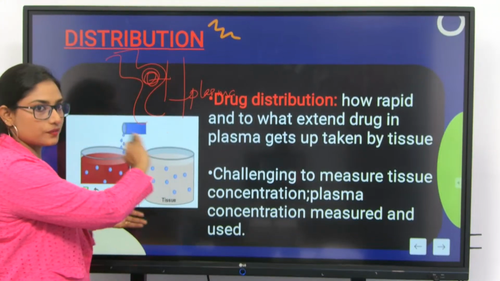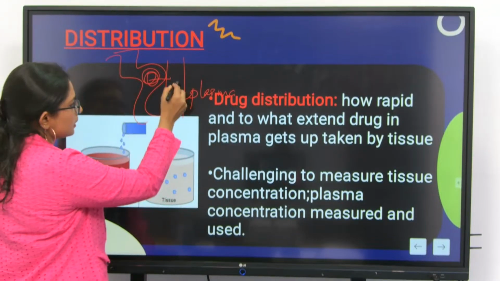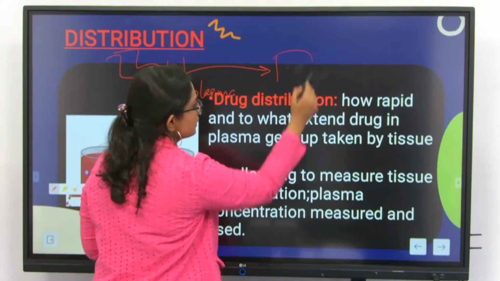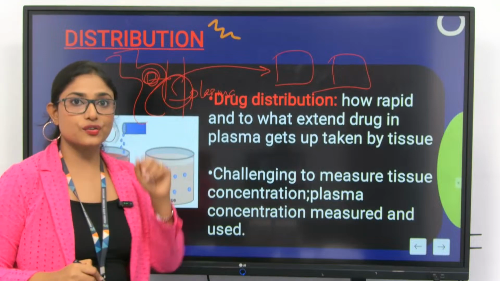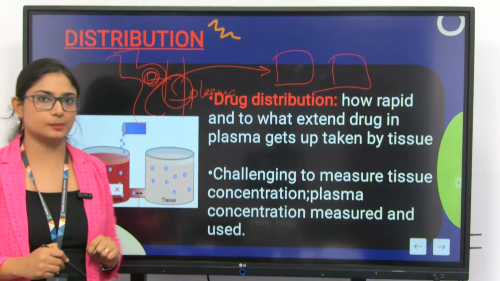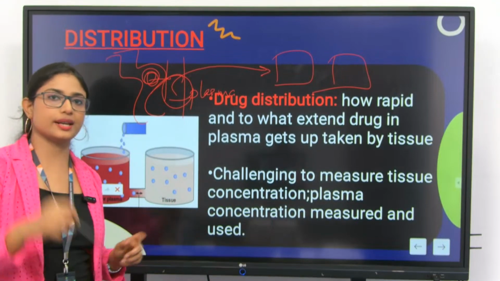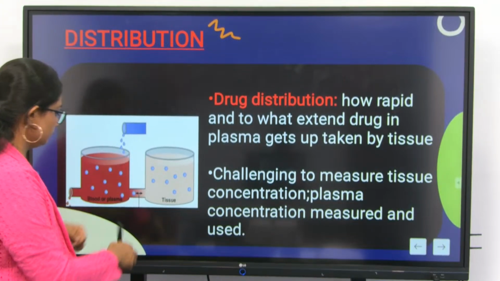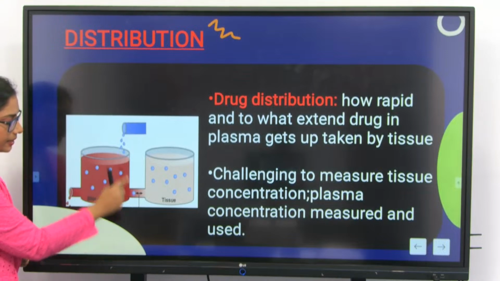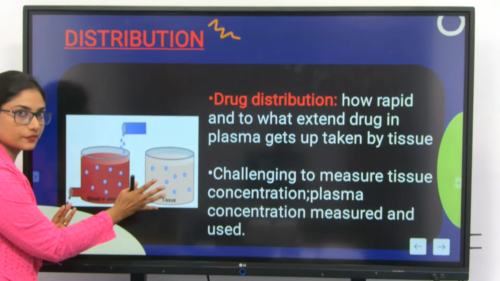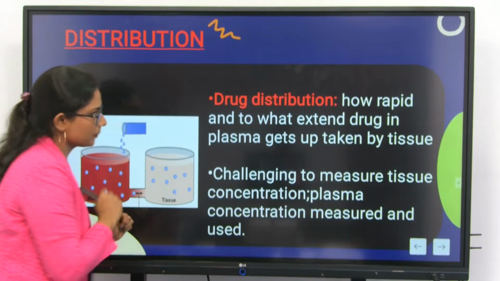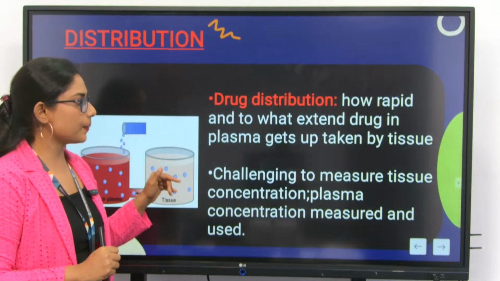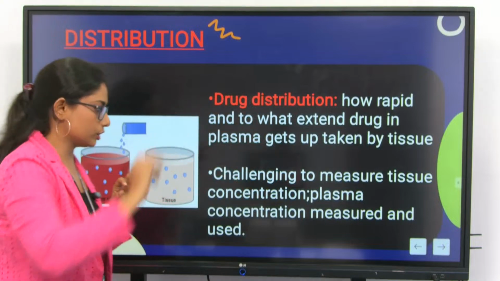After the complete process of all the Ds, the drug concentration is more in the plasma. So gradually the drug will move to the tissues or site of action. And that movement is reversible, because it should come back to the bloodstream to get excreted out. Okay, yes, that is distribution. So when the drug is filled inside the plasma, due to the concentration difference, it will move to the tissues. Drug distribution is how rapid and to what extent the drug in the plasma gets taken up by the tissues.